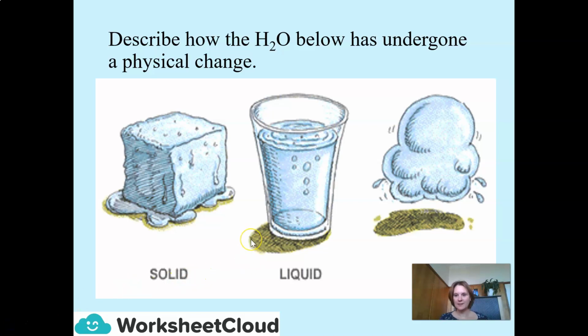Let's take a look at this slide. Describe how the H2O has undergone a physical change. Now, H2O is water. It contains 2 hydrogen atoms and 1 oxygen atom. That is the chemical formula for water. How has this water undergone a physical change? How did it change from a solid to a liquid to a gas?